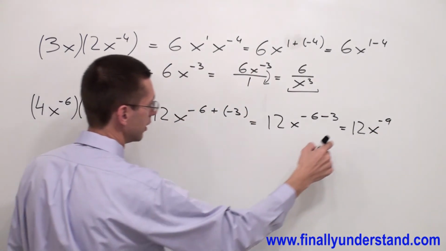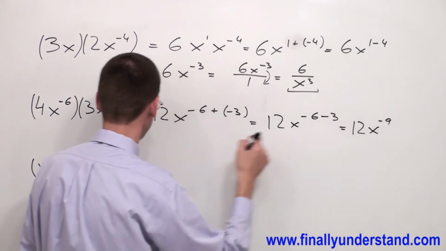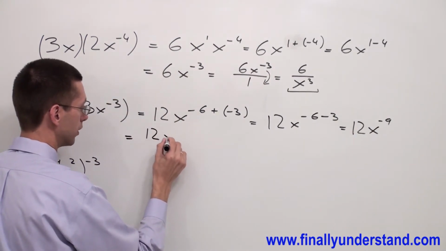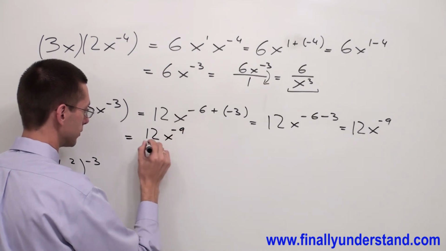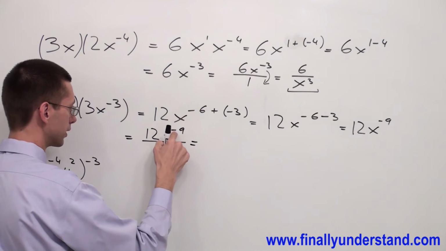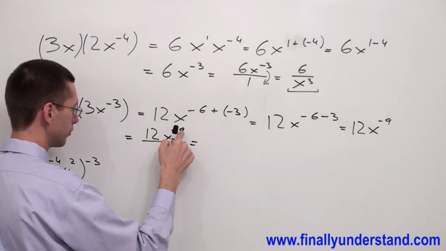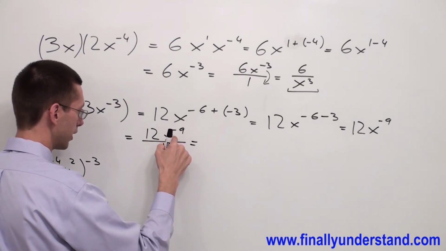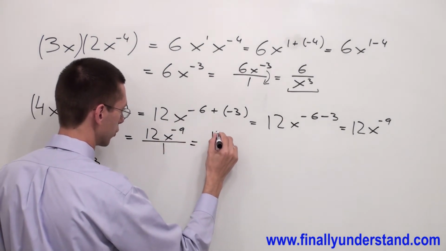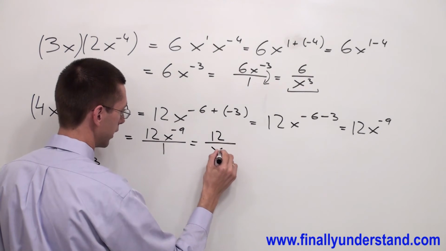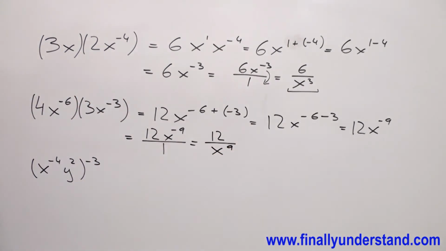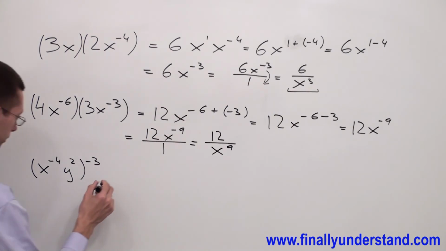Because I have negative exponent, I'm going to convert this expression to fraction. 12x to negative 9 over 1. In order to convert negative exponent from the numerator, I have to bring this variable with the exponent to the denominator. That's why I'm going to have 12 over x to 9. This is the solution to this problem. Next example.